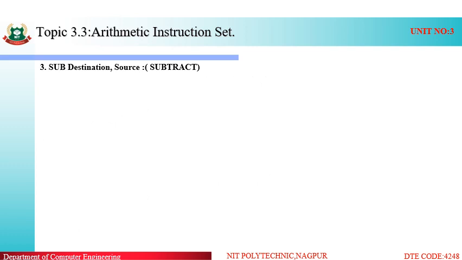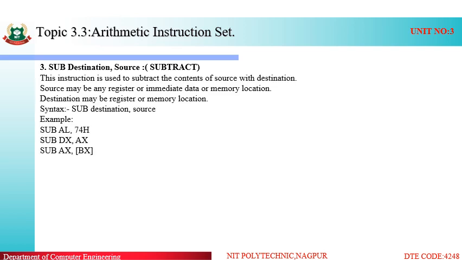Coming to subtraction, for subtraction we use the SUB opcode, sub destination comma source. It will perform the subtraction of the source from the destination. Source may be register or memory location, destination may be register or memory location. Result will be stored in the destination. So syntax is sub destination comma source. Examples are given: sub AL comma 74H, that is 74H will be subtracted from the contents of AL and the result will be stored in AL.